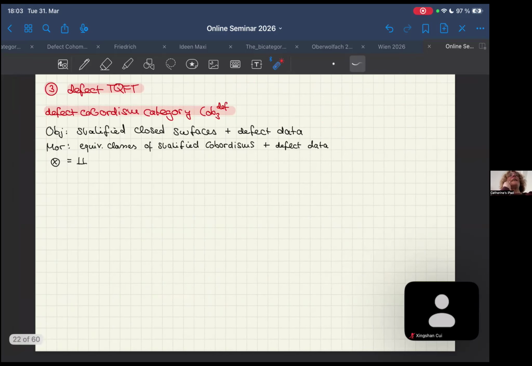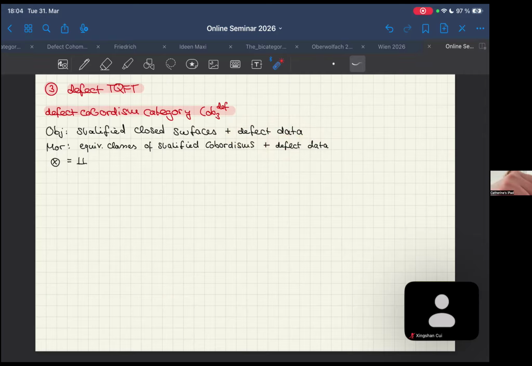And then you can define a defect TQFT in a way similarly to an ordinary TQFT. So you have a defect cobordism category where the objects are stratified closed surfaces plus an assignment of appropriate defect data to each stratum. And the morphisms are then equivalence classes of stratified cobordisms plus an assignment of defect data to each stratum. And for the inclusions of the boundary, now the defect data on the objects must match the defect data on the three-dimensional cobordism.